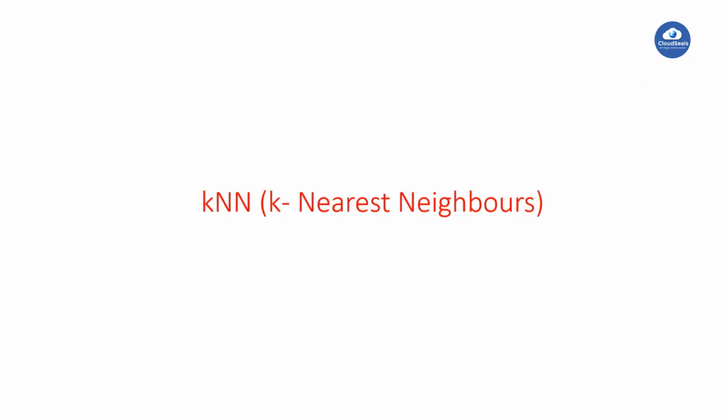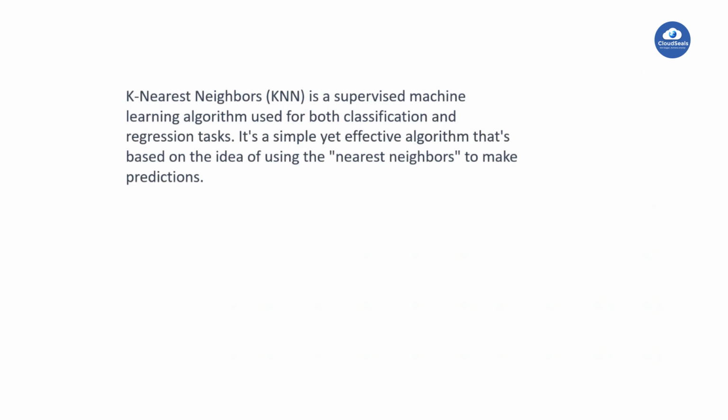K nearest neighbor. This is also one of the machine learning techniques under data science. It supports supervised learning only. You already know what supervised learning is: whatever data we have with labels, if we have any data with labels, that type of learning is supervised learning. So this KNN, K nearest neighbors, is a supervised machine learning model. It is used for both classification and regression, just like decision tree.